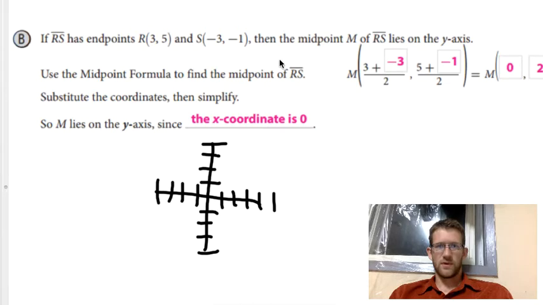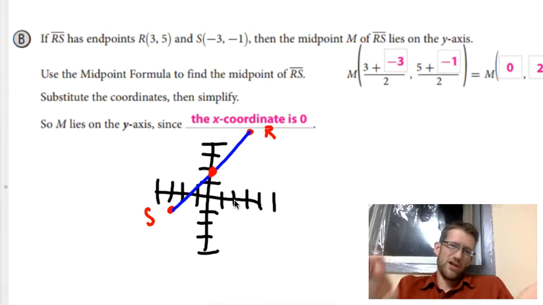Bear with me. Look how quick this is. R is at 3, 5. 1, 2, 3. Oops. Here's R. S is at -3, -1. We'll see if this works. And then there's a nice perfectly straight line between the two. And the midpoint is at 0, 2.